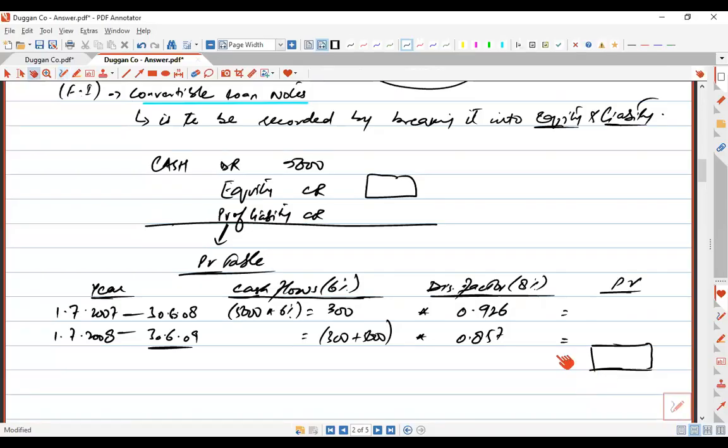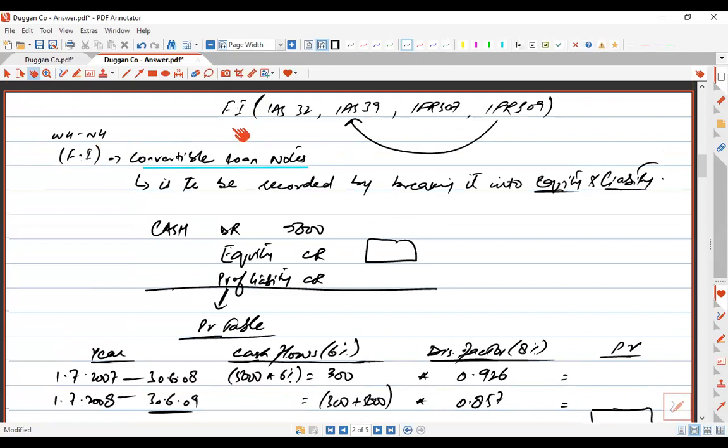What we have discussed under financial instruments is actually dealt with under IAS 32, which talks about the presentation of financial instruments, IAS 39, measurement of financial instruments, IFRS 7, disclosure of financial instruments, and IFRS 9, measurement. I told you that IFRS 9 actually replaced IAS 39, and the current measurement of financial instruments we study under IFRS 9. Then working 4 for note 4.